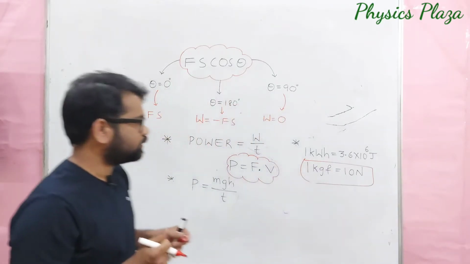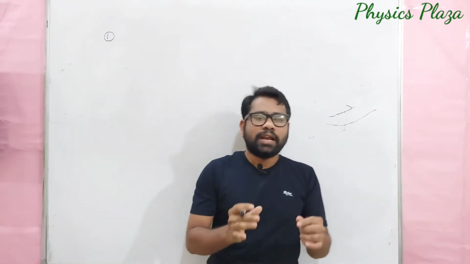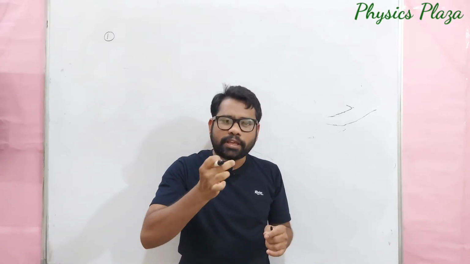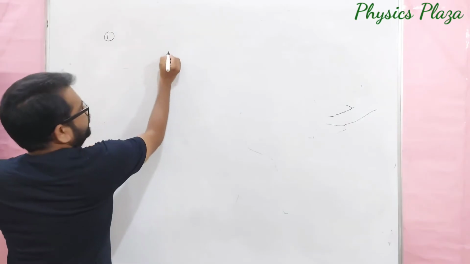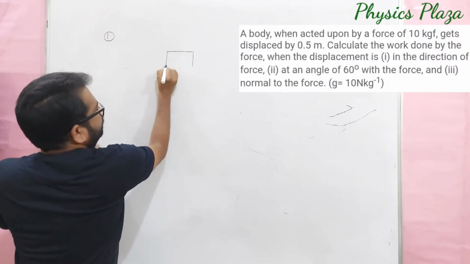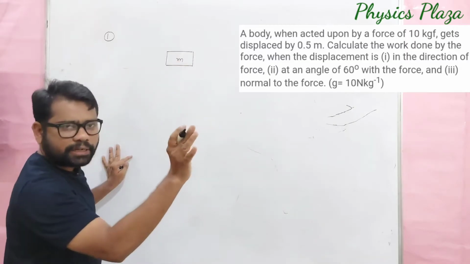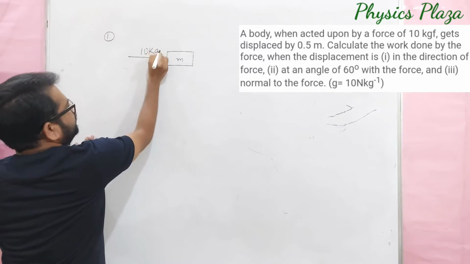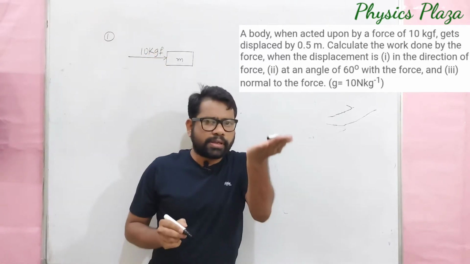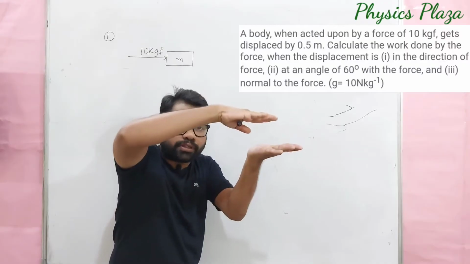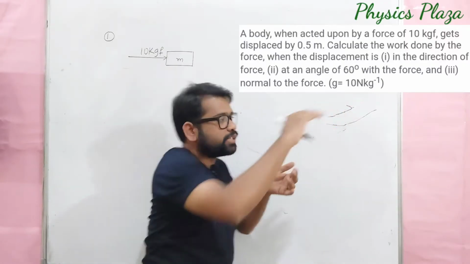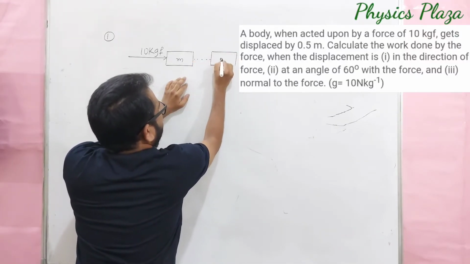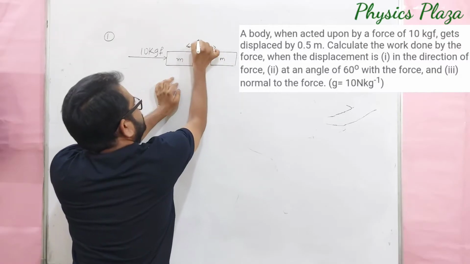Shall we start? Children, in this numerical, it is given that a force of 10 kgf is acting on a body so that the body is displaced by 0.5 meters. Let us take a body of mass m, but mass is not needed here. On this body, a force of 10 kgf is acting, so the body is displaced. It is given that the body is displaced by 0.5 meters.